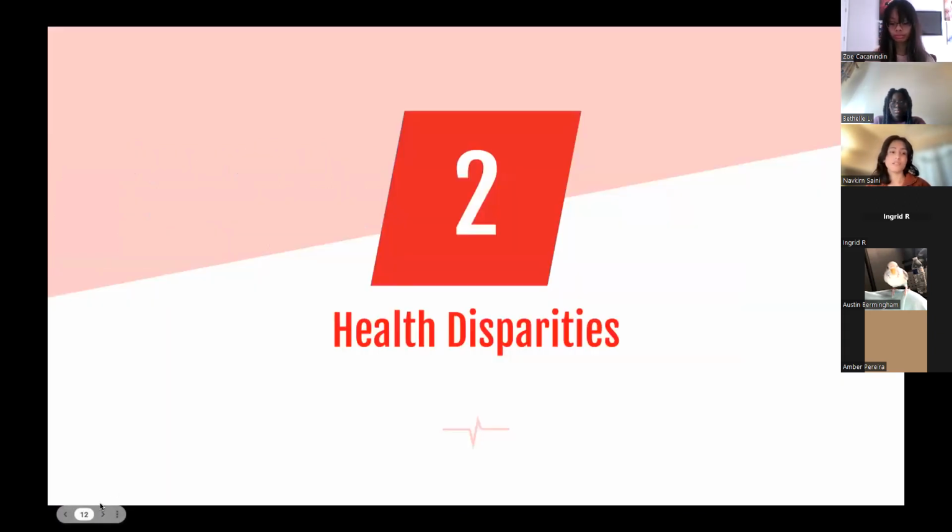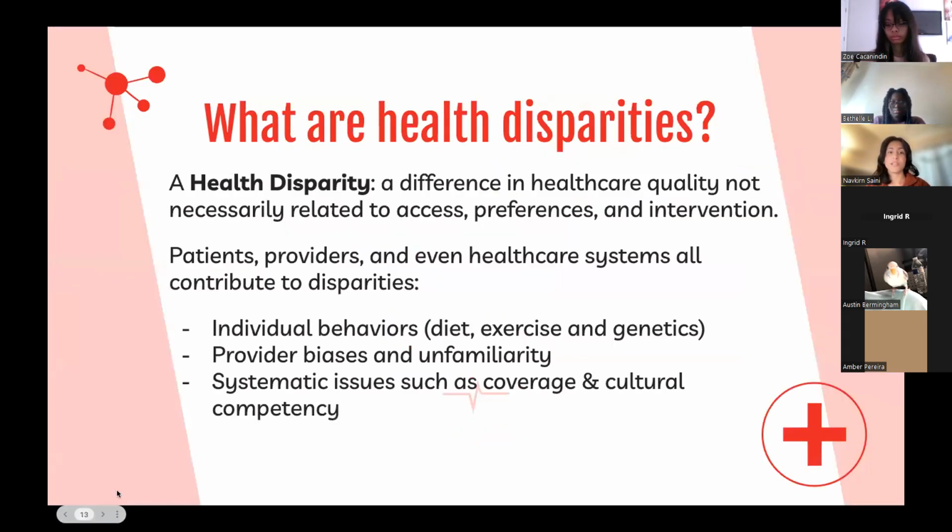Okay, so now we'll focus on health disparities. So what is a health disparity? A health disparity is a difference in healthcare quality, not necessarily related to access, preference, or intervention. Patients, providers, and healthcare systems all contribute to health disparities, and this includes individual behaviors in regards to diet, exercise, and genetics, along with provider biases and unfamiliarity, as well as systematic issues such as coverage and cultural competency.